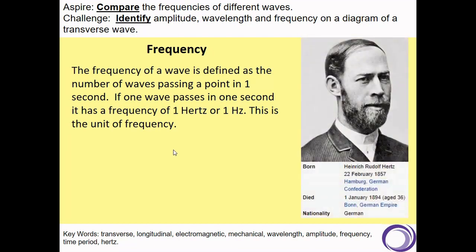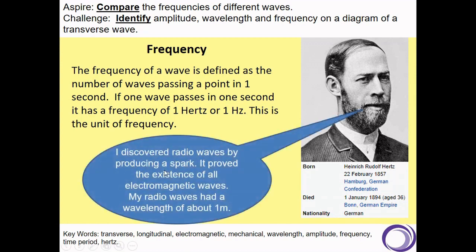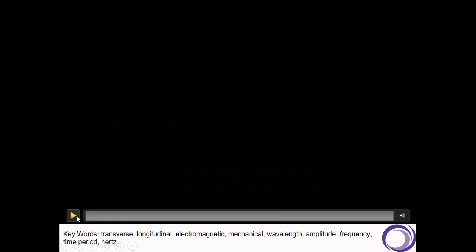The hertz is named after Heinrich Hertz, a German scientist who died quite young, who did an experiment using sparks to produce radio waves. As he did that, he actually proved that electromagnetic waves exist, and he did a little bit of work with the properties of those waves as well. So I'm just going to have a quick look at the practical work that he did on this video clip. You don't need to know it, but it's quite interesting the way that he did it.